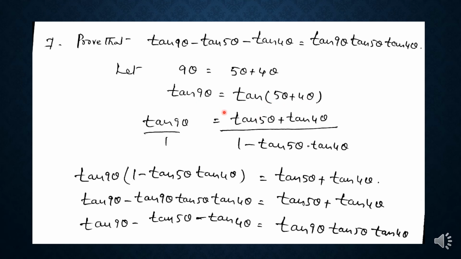What is tan of a plus b? Tan a plus tan b by 1 minus tan a tan b, where a is equal to 5 theta and b is equal to 4 theta. So that is tan 5 theta plus tan 4 theta by 1 minus tan 5 theta into tan 4 theta. By the cross multiplication we will get tan 9 theta into 1 minus tan 5 theta into tan 4 theta is equal to tan 5 theta plus tan 4 theta. So by multiplying, we will get tan 9 theta minus tan 5 theta into tan 4 theta into tan 9 theta is equal to tan 5 theta plus tan 4 theta.